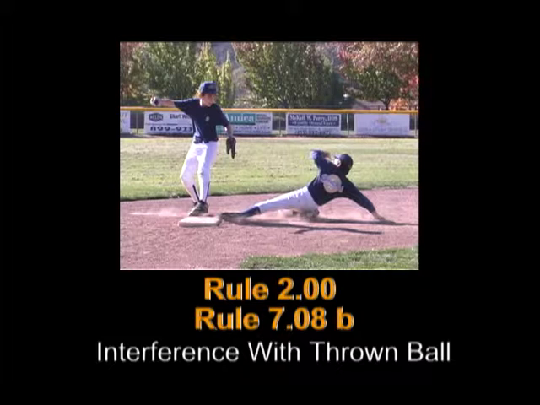Rule 2.00, interference. Offensive interference is an act by the team at bat which interferes with, obstructs, impedes, hinders, or confuses any fielder attempting to make a play. If the umpire declares the batter, batter runner, or a runner out for interference, all other runners shall return to the last base that was, in the judgment of the umpire, legally touched at the time of the interference, unless otherwise provided by these rules. Rule 7.08b. Any runner is out when he intentionally interferes with a thrown ball.